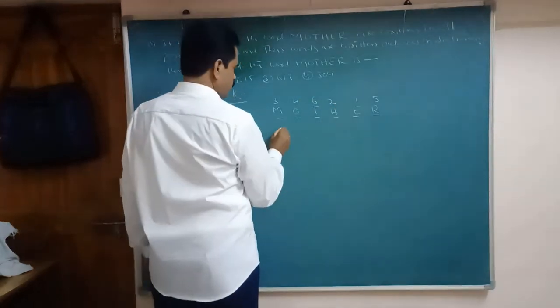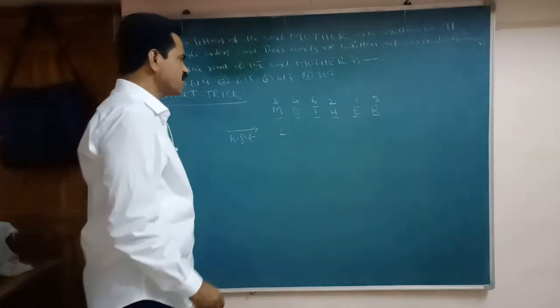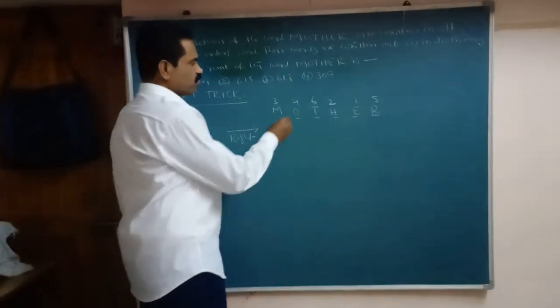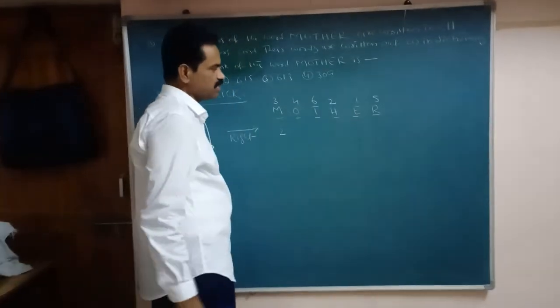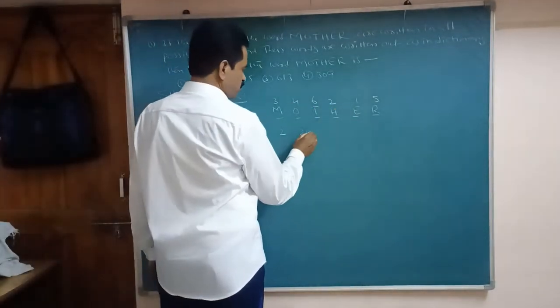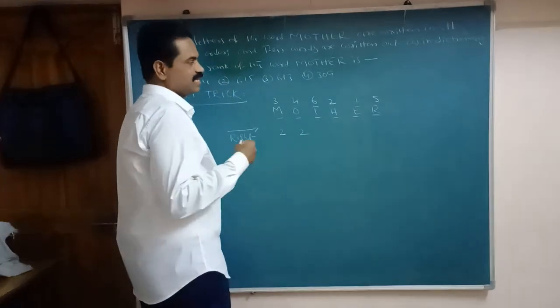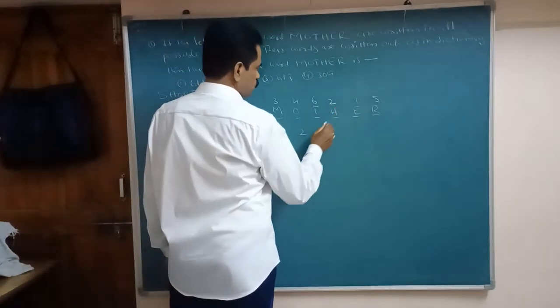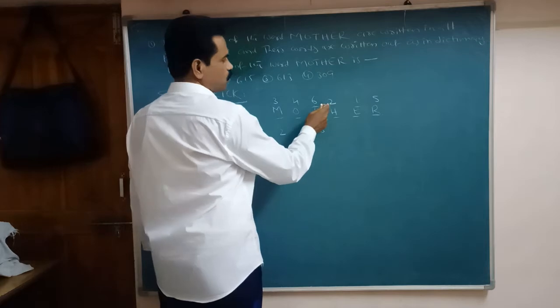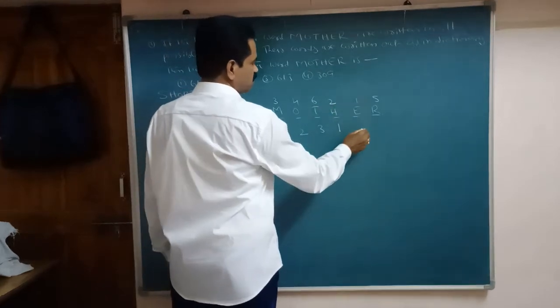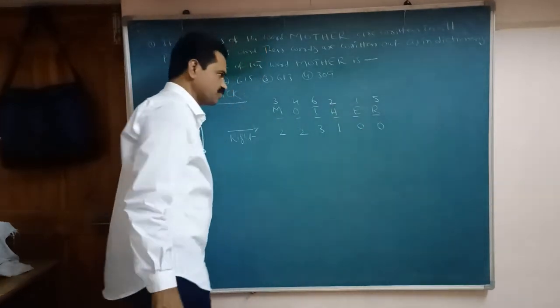1, 2. 2, write on here. Next to 4. Less than 4 numbers. 1, 2. 2, write on here. 6, less than numbers. How much here? 2, 3. 3, write on here. 2, less than numbers. 1, less than number, 0. Next 5, less than 0.